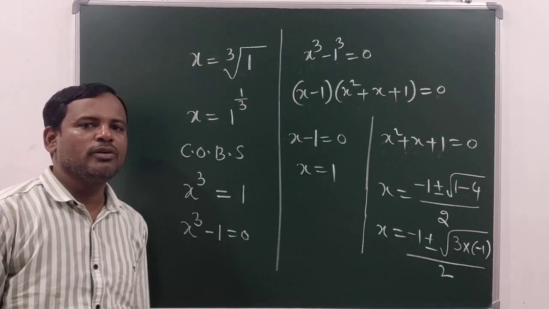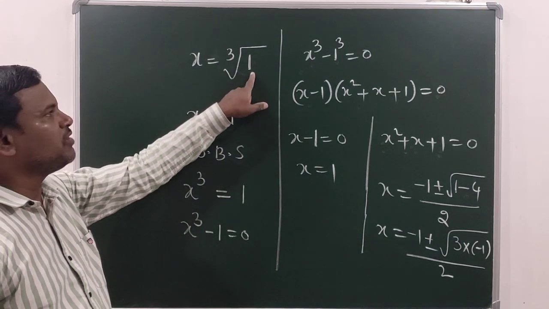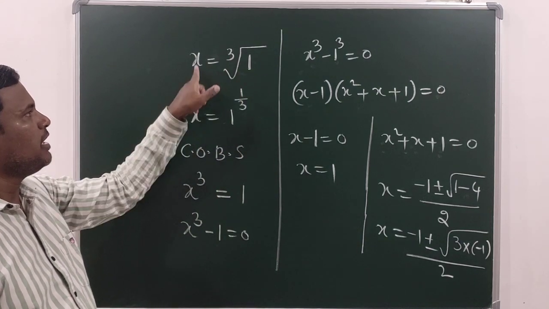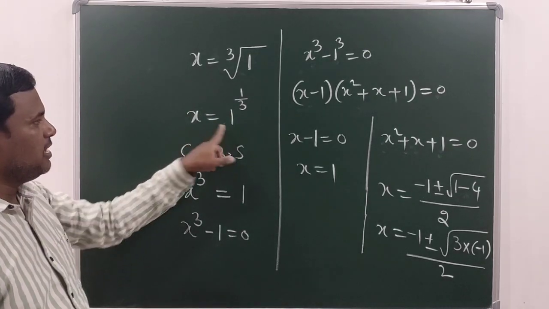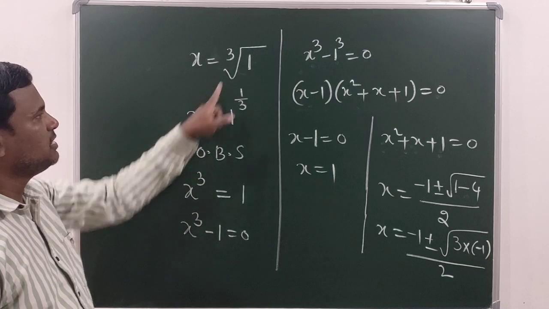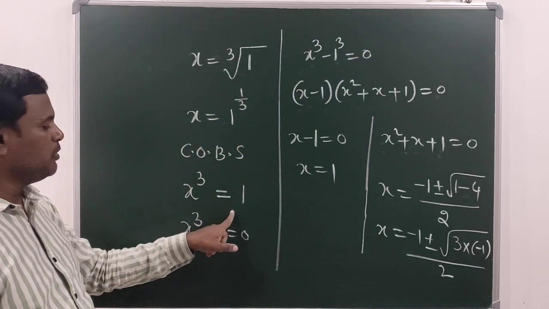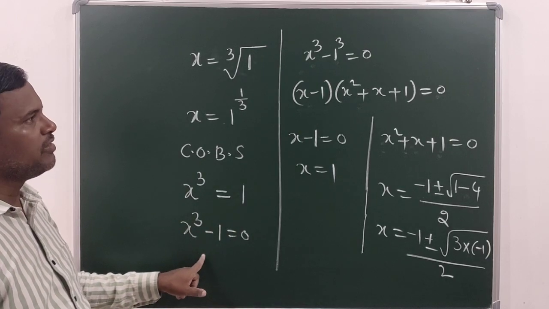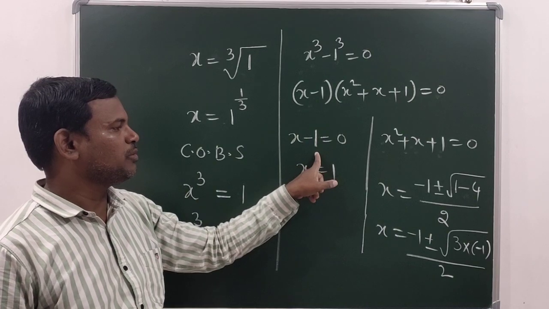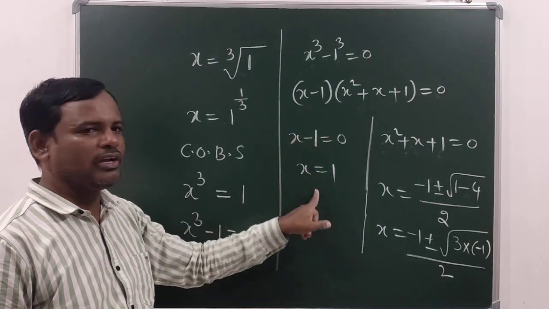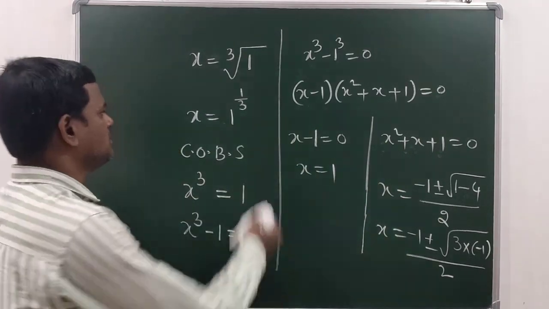So what we are doing here is finding the cube roots of unity. Unity means 1. So this cube root of 1 I have taken as x. In the next step, this can be written as x equals 1 power 1 by 3, and I took cube on both sides. I got this cubic equation, and I have factorized it. Now I am equating these two factors to 0. On equating this one to 0, I got x equal to 1. By equating this one to 0, I got this.